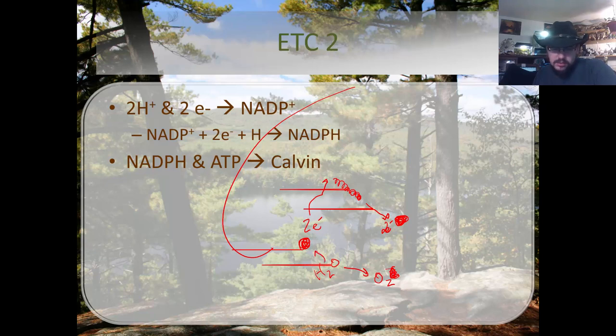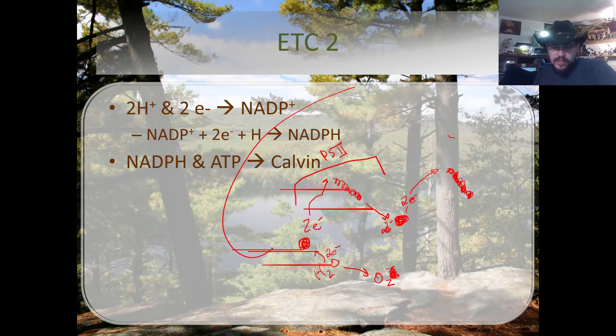Electrons replace the ones lost. This is Photosystem II. We're trying to combine electrons and protons now. Okay. So, then we have electron excitation. And these electrons, boop, sent back down. Right?